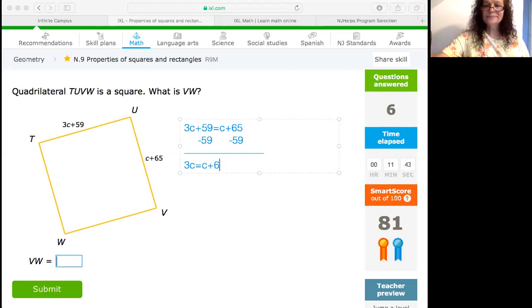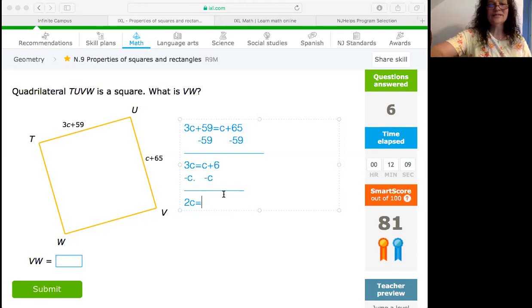So now you subtract the C from both sides. You subtract C from both sides. So you get 2C, 3 minus 1, which is 2C equals, they cancel each other out. That's why we subtracted, all right, plus 6 or positive 6 or just 6, okay? So now you divide by 2, or 2 times what will give me 6? It is 3.